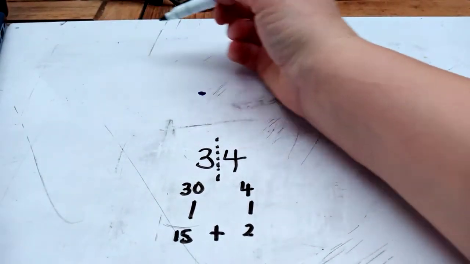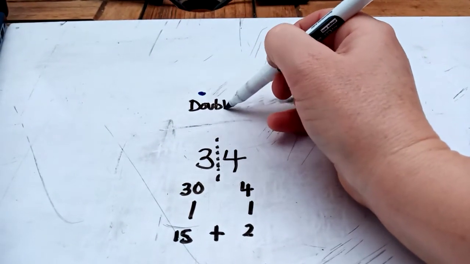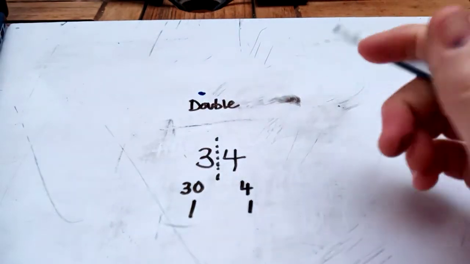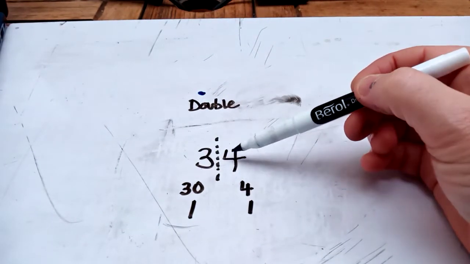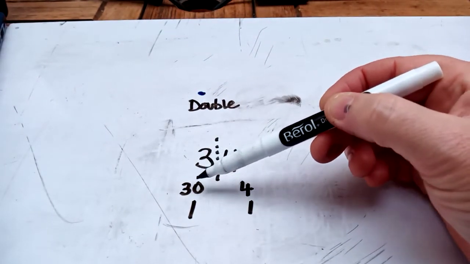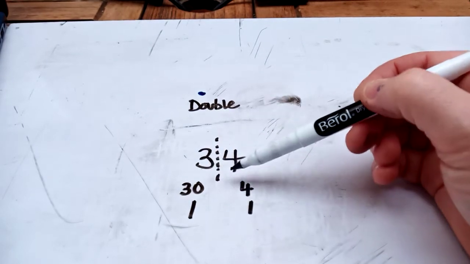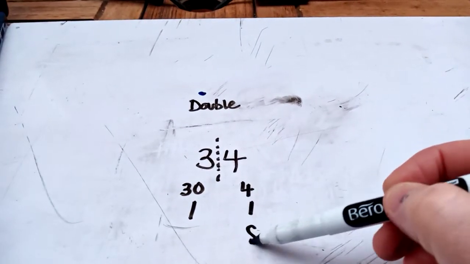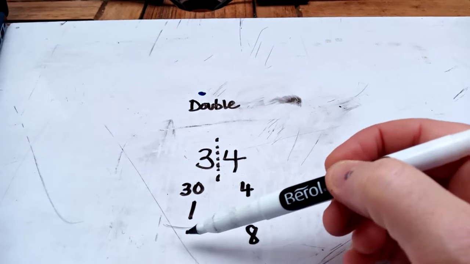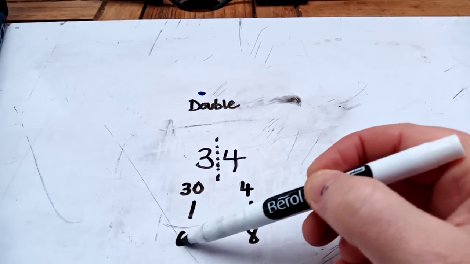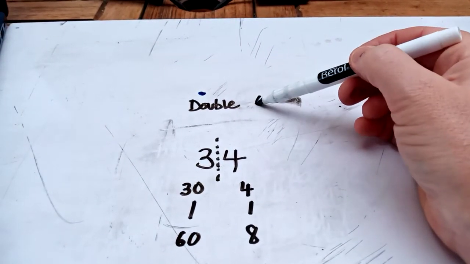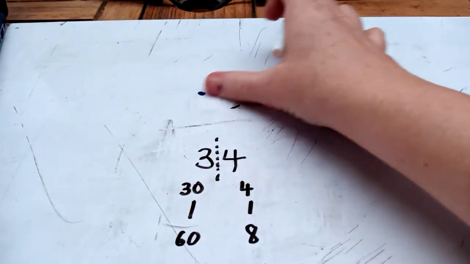If we were doing double, it would be the same strategy, but instead of halving it, we would double it. So we know the 4 is a 4. We know the 3 isn't really a 3, it's a 30. What's double 4? Well done, it's 8. Double 30 is 60, so the answer is 68, bingo. Okay, so doubling and halving is easy peasy.